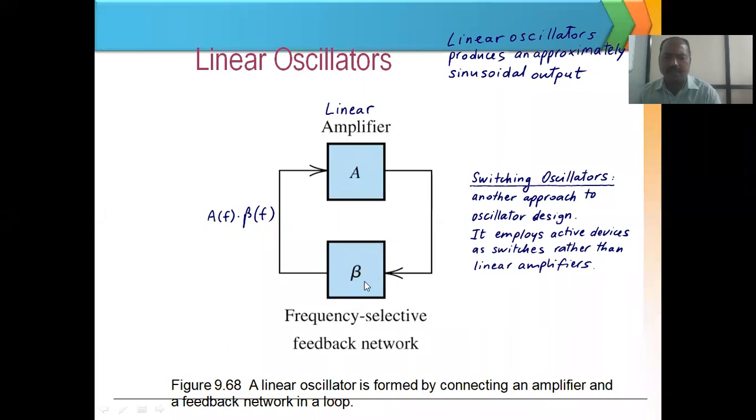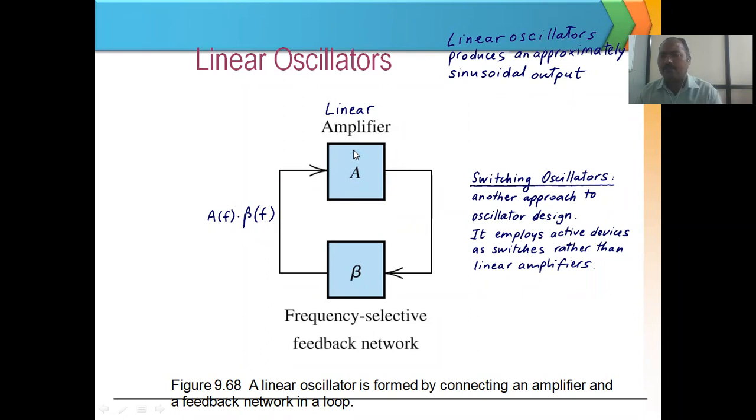This beta is called the feedback network. Feedback indicates that part of the output is applied back to the input. Basically, there is the amplifier and the feedback network. Initially, we consider that no input is applied across the amplifier.